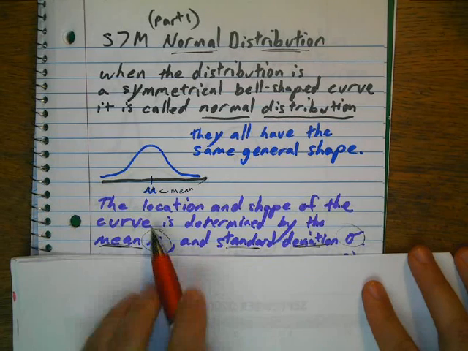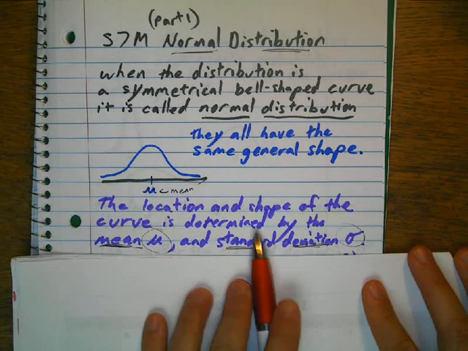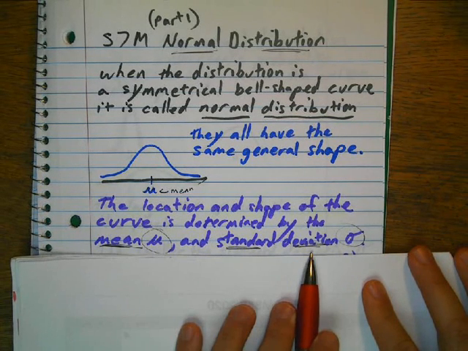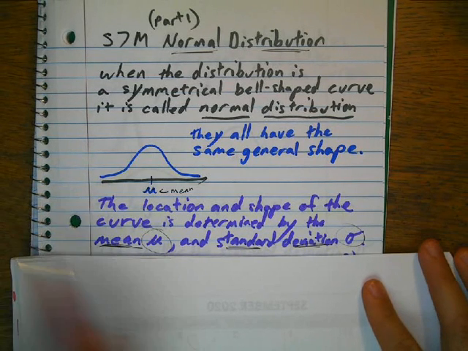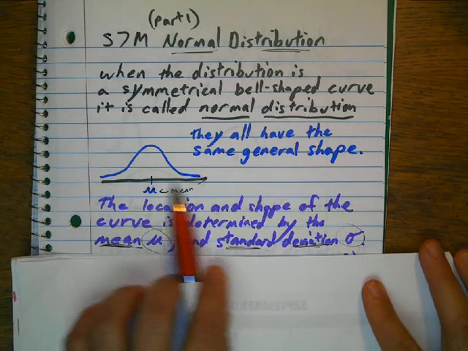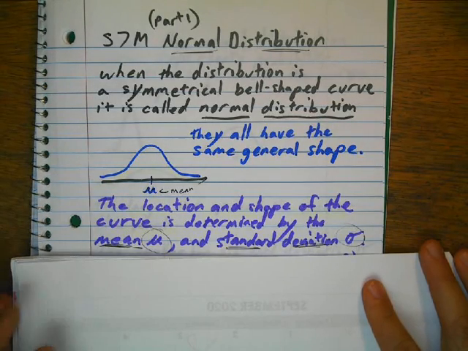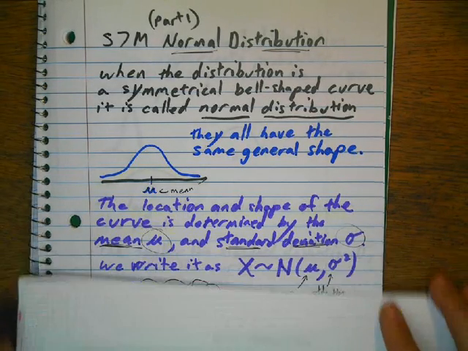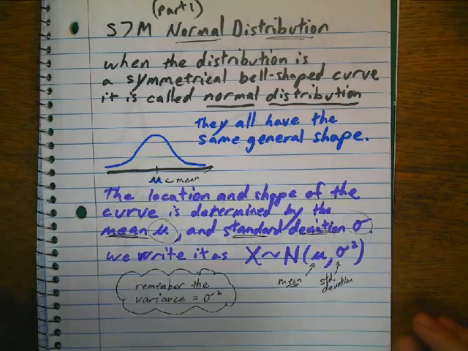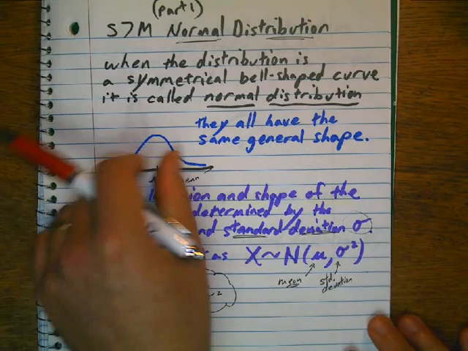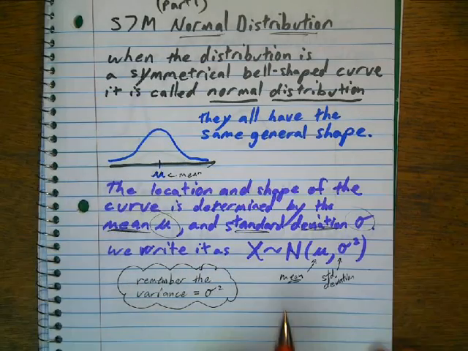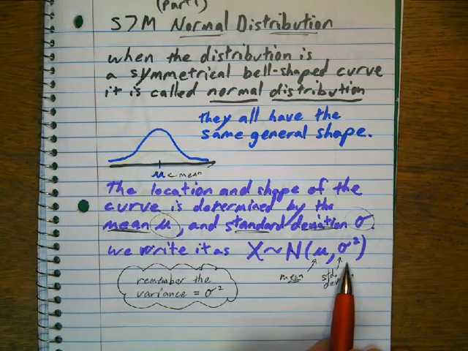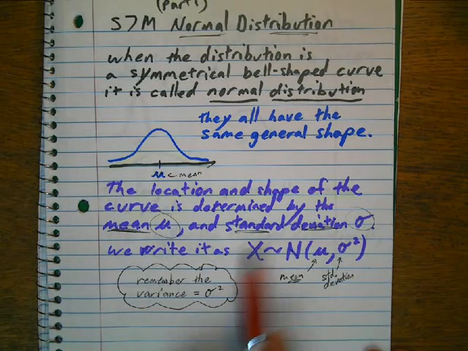So the location of the curve and the standard deviation are the only things that change the shape. So if the mean changes, then it goes left or right depending on what the mean is, and if the standard deviation changes, it changes how narrow and high it goes or how spread out it goes, and I'll show you an example of that in a minute.